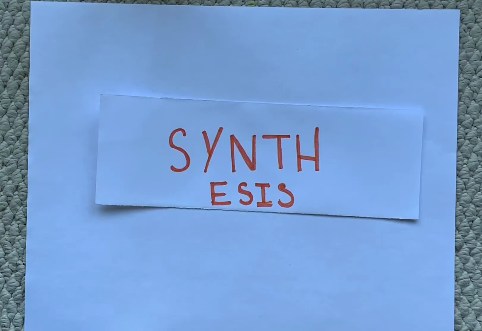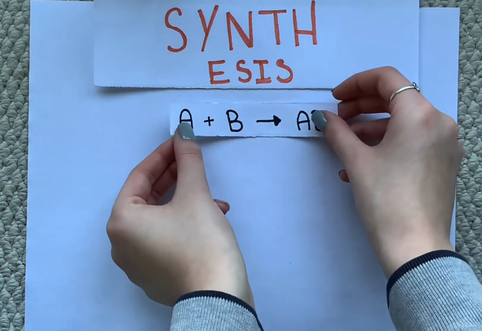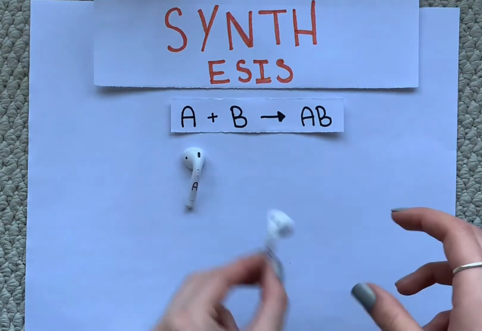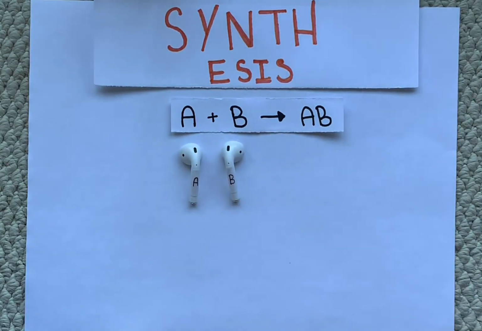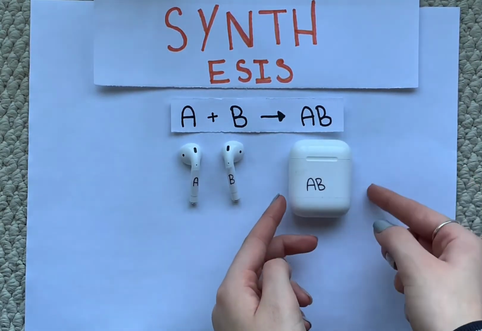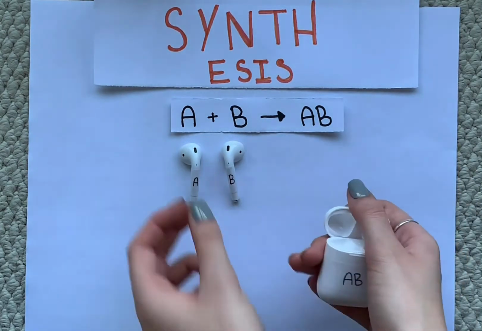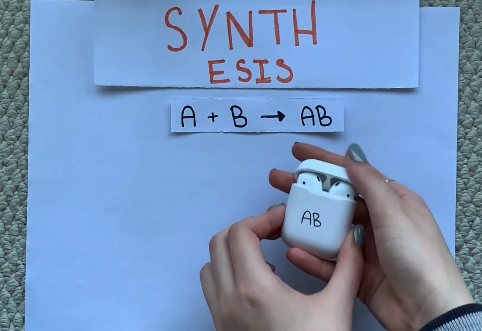The first reaction we're going to be looking at today is synthesis. In this reaction, we start with two elements. For simplicity, we're going to call them A and B. And once bonded, these elements yield AB, which represents one compound unit. We're going to go ahead and combine our A and B to get our yield.